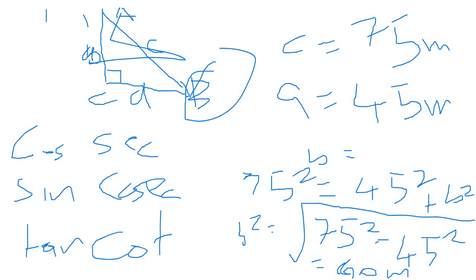B is 60. So if I can draw my right angle triangle again, I know here is B, here is A, and here is C. Now I know B is 60, A is 45, and C is 75.